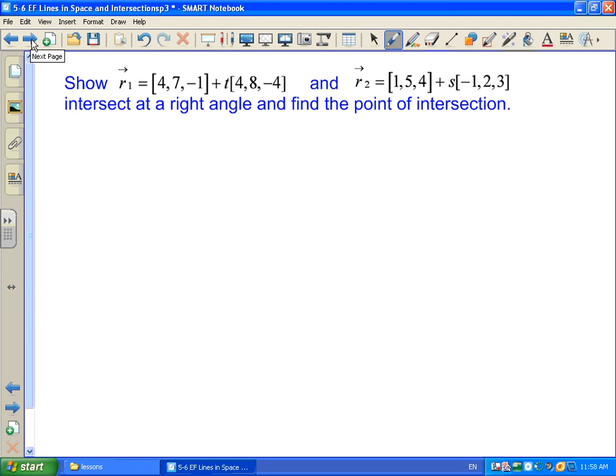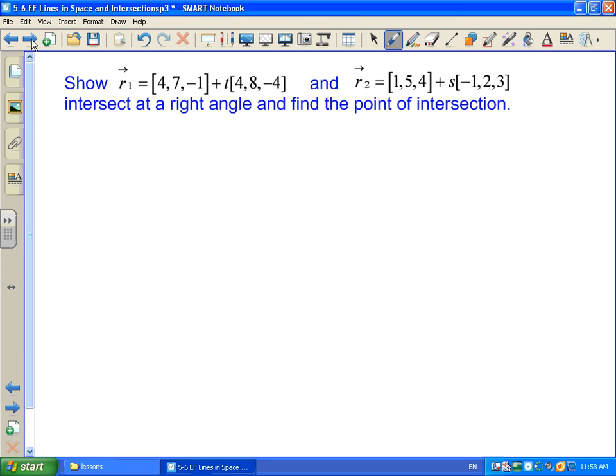We're given two lines, R1 and R2. We are told that they intersect at a right angle, so we want to show that they intersect at a right angle, and we want to find the point of intersection. If they intersect at a right angle, we know there's going to be a single point of intersection. We want to find it, but first we want to show that these are at right angles to each other. How are we going to show this right angle thing first, Richard?